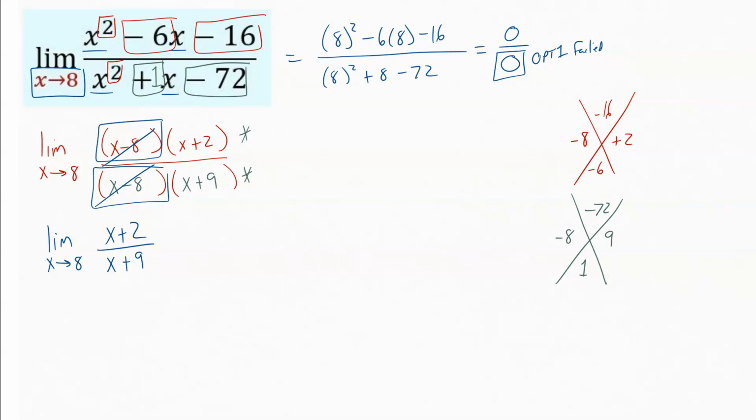Once we do the factor and cancel, it's really back to option 1 again. So option 1 is really what you're always hoping to get back to. So now when we do option 1, we're going to take 8 and we're going to plug it in for x in this equation. So now that I'm plugging in an x, I can drop that limit. So I get 8 plus 2 over 8 plus 9. And out of there, that's going to get me 10 over 17.